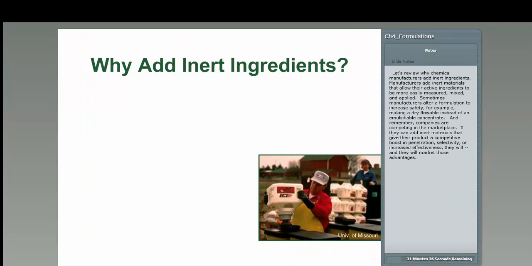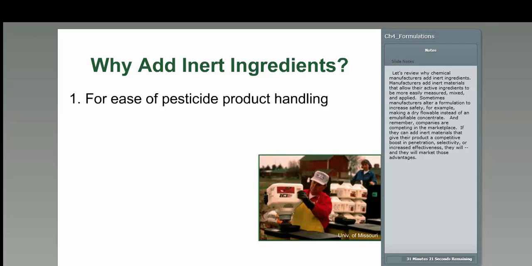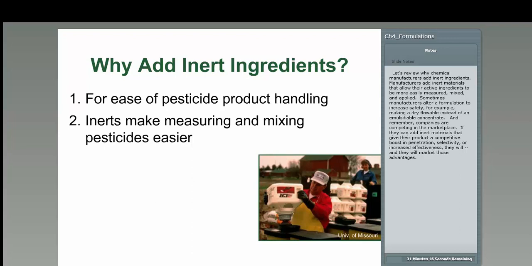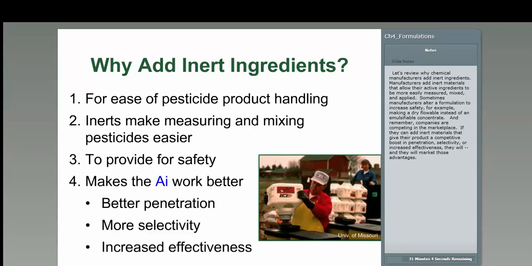Let's review why chemical manufacturers add inert ingredients. Manufacturers add inert materials that allow their active ingredients to be more easily measured, mixed, and applied. Sometimes manufacturers alter a formulation to increase safety, for example, making a dry flowable instead of an emulsifiable concentrate. And remember, companies are competing in the marketplace. If they add inert materials that give their product a competitive boost in penetration, selectivity, or increased effectiveness, they will, and they will market those advantages.